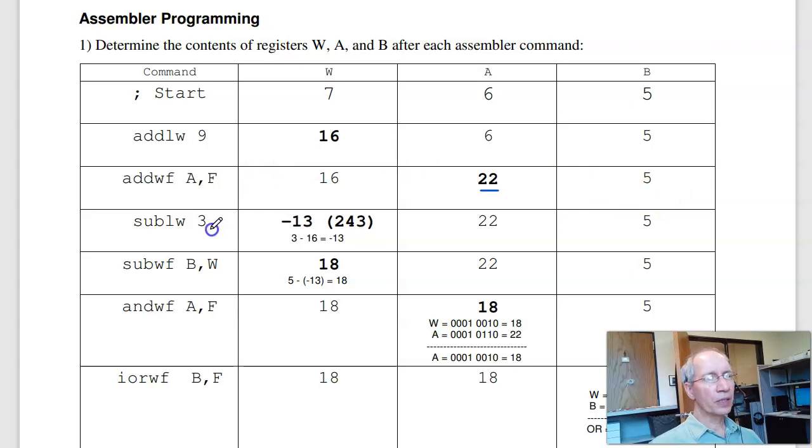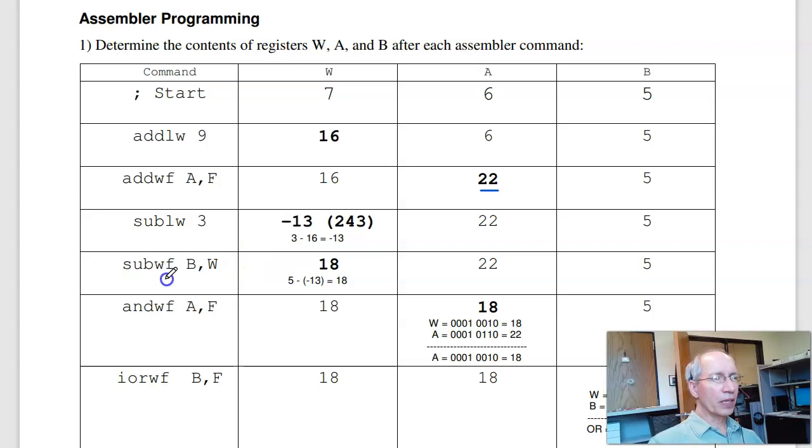The third one says take 3, subtract W from 3. So 3 minus 16 is negative 13. So it's negative 13 or plus 243. Both numbers are identical. This is 2's complement, so either answer is correct. A and B are unchanged.